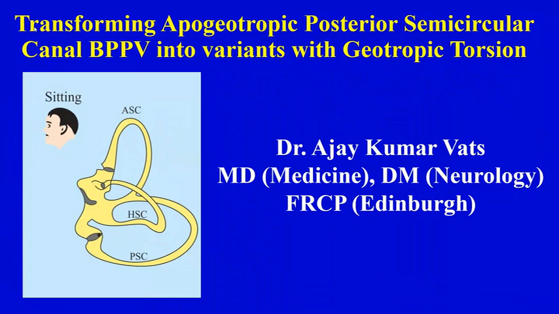Benign paroxysmal positional vertigo, abbreviated as BPPV, is one of the most common vestibular disorders. It is typically caused by otoconia dislodged into the semicircular canals. The otoconia consist of calcium carbonate crystals that inappropriately enter and stimulate the semicircular canals. The posterior semicircular canal is most frequently involved in the classic geotropic form of posterior canal BPPV.